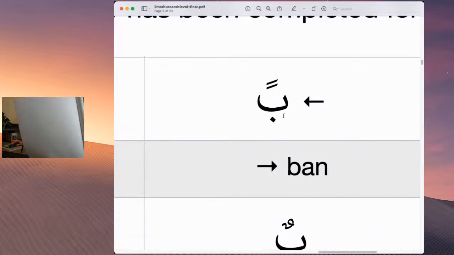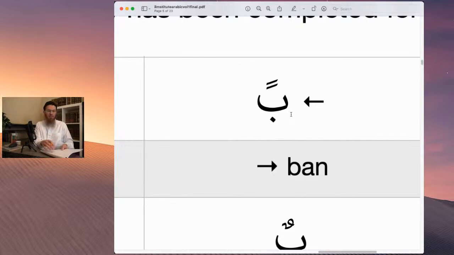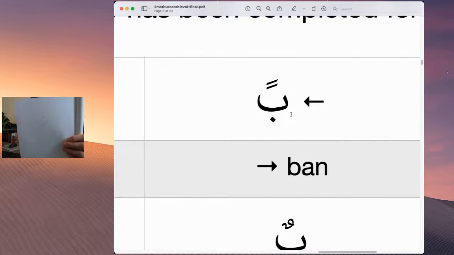So this is the letter ba. You see where that is? That's going to be the first step, and you're going to write a B for the letter ba. Then above the ba, you see this symbol here. It's 2 lines above it.